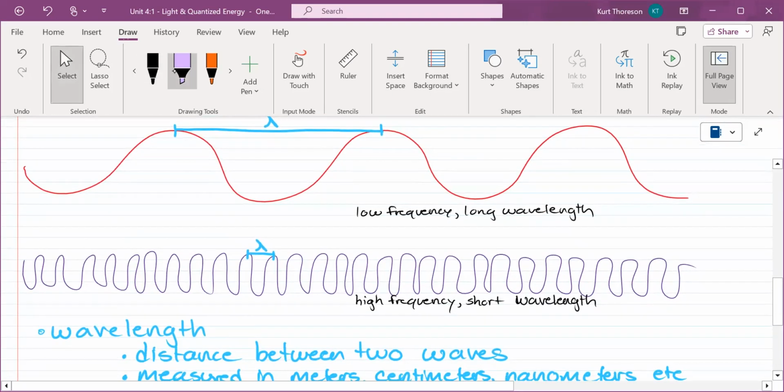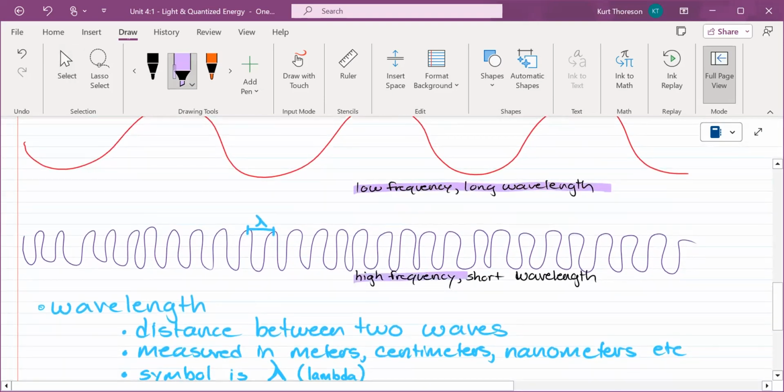But what I want you guys to gather from this is that low frequency and long wavelength are always together. And then high frequency and short wavelength are always together. You will never have low frequency and short wavelength. That doesn't work. You will never have high frequency and long wavelength. Never. These are the two that, this is how they're always paired. Let's put it like that.